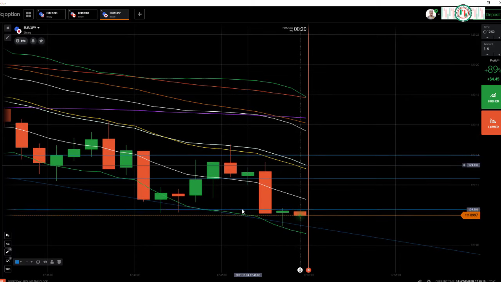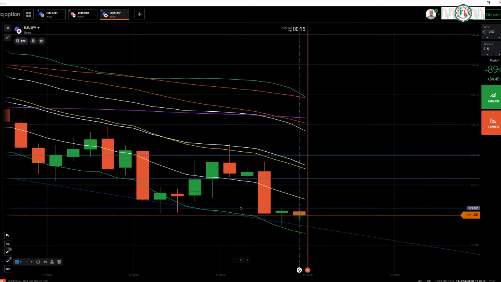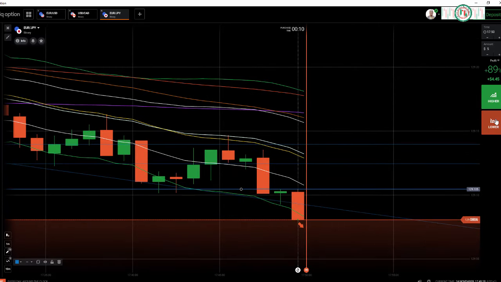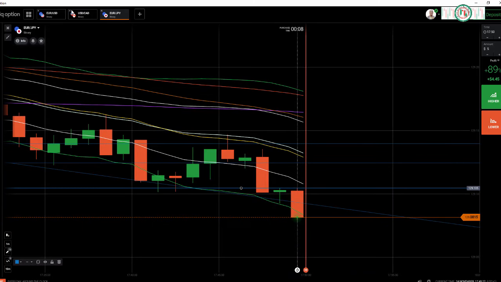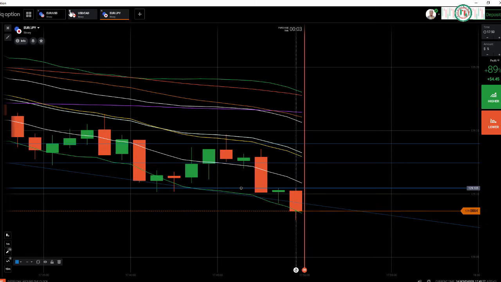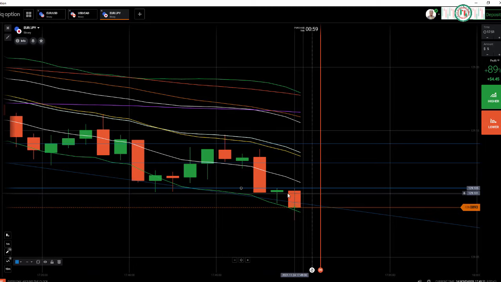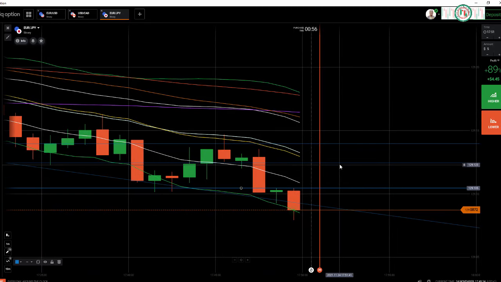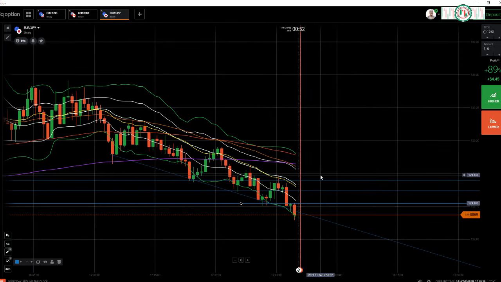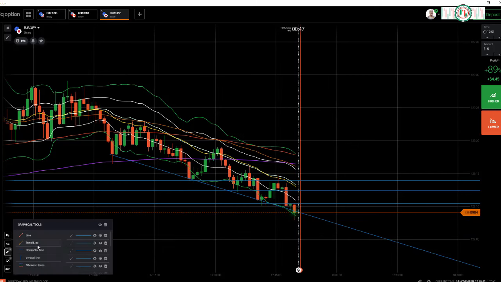So here the market is trying to reverse, but the market is not reversing. Yes, the market is not reversing, but it's very fast. It's no problem. The market is really fast at this level. Maybe on the next candle buyers will enter.